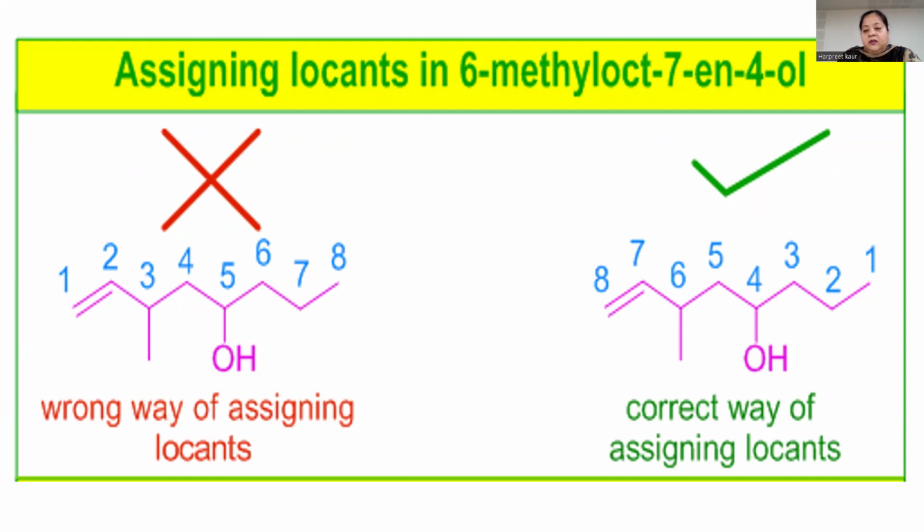But functional group is preferred over double bond. As in the first case, functional group is at position number 5. And in the second case, functional group is at position number 4. So second way of representing is the correct structure.